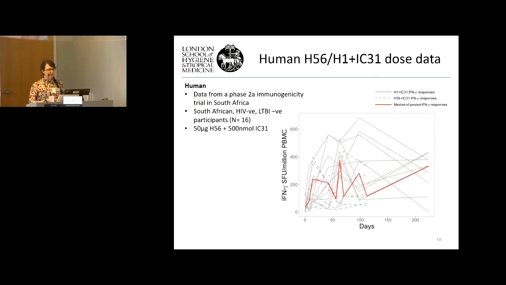And so in order to be able to predict what we thought was happening in the human dose response curve, we needed a human data point. So we had data from a phase 2A immunogenicity trial in South Africa. This data here shows the interferon gamma response over time for both the H56 trial and H1. We pulled those 2 trials together so we had more data. So we ended up with 16 participants as opposed to, I think it was 8 originally. But importantly, in these trials, it was a 50 microgram dose. So the dose was quite high in both the H1 and the H56.